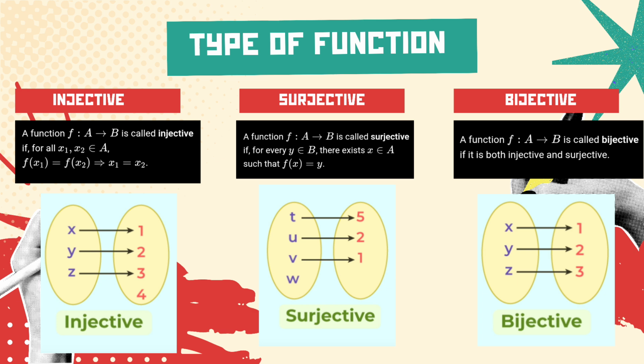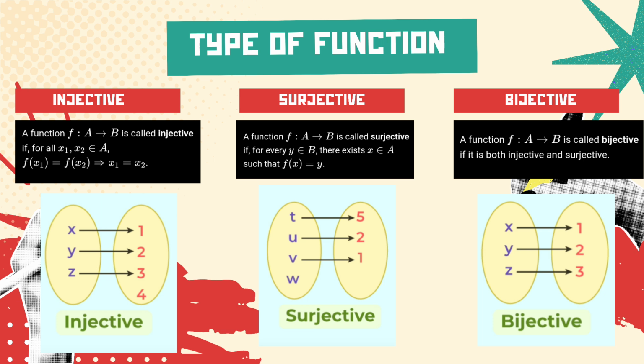Another type is a surjective function, or onto function. This means that every element in the codomain has at least one input from the domain that maps to it. For example, the function f(x) equals x cubed, from real numbers to real numbers, is surjective because every real number has a cube root.